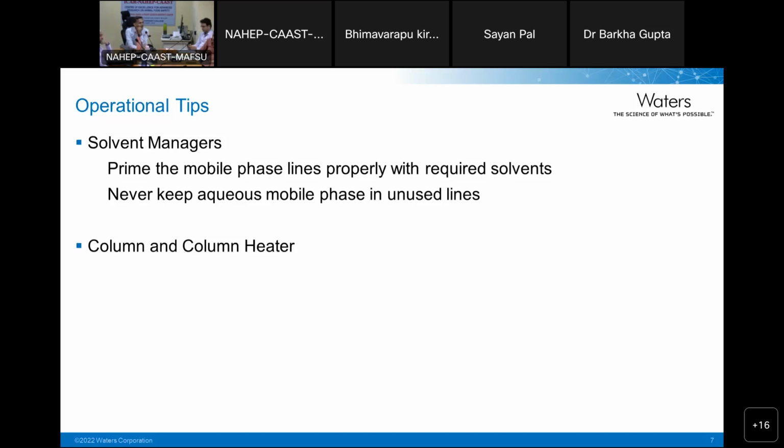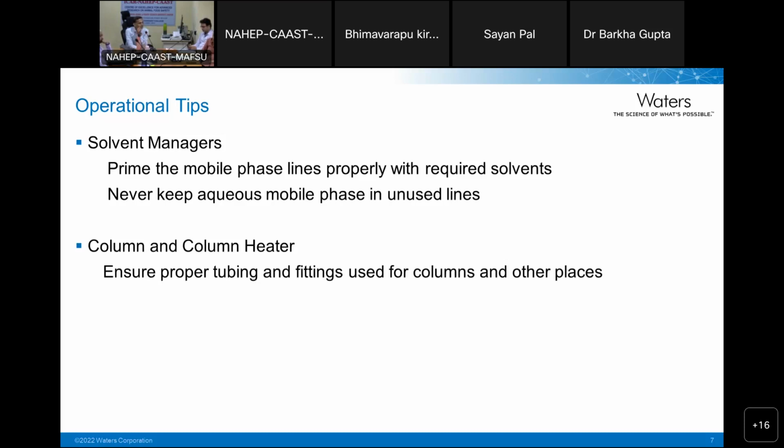Then the column and column heaters. Ensure proper tubings and fittings are used for columns and in other places. We will see what an improper fitting can lead to in further slides. But remember, whenever you're disconnecting and connecting the columns, make a proper fitting for the tubings and the columns with the proper nuts and ferrules.